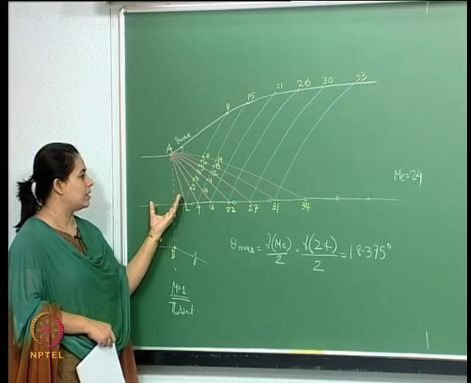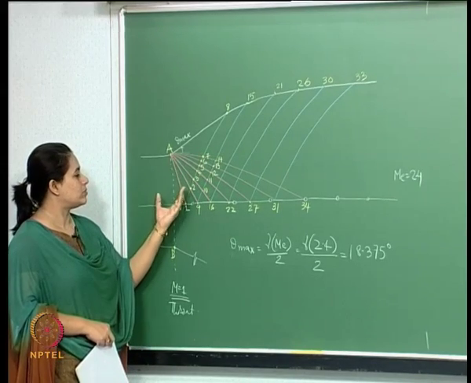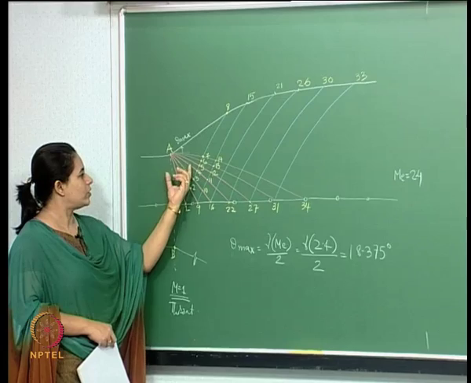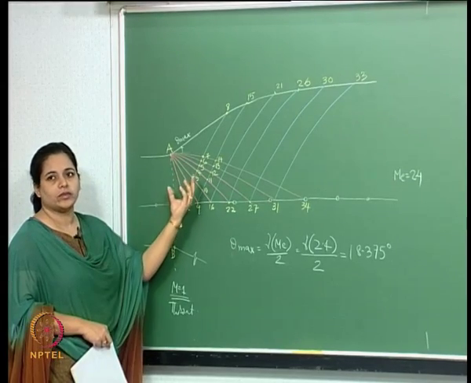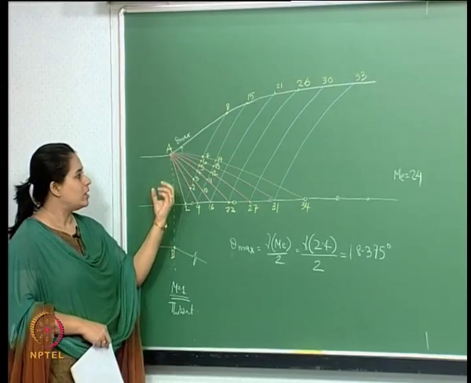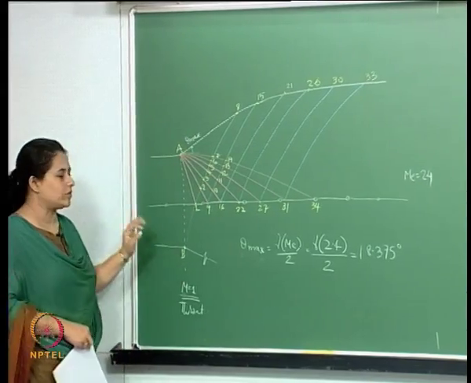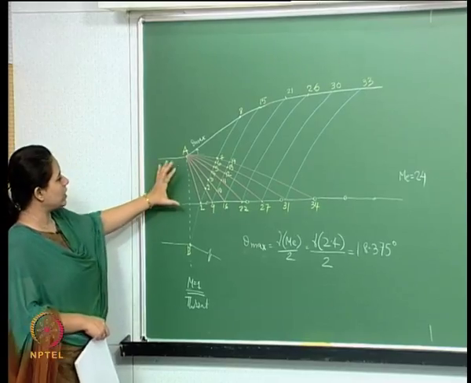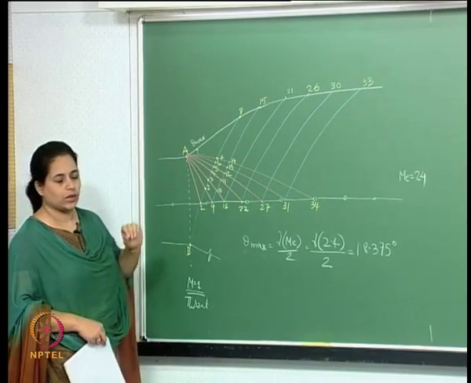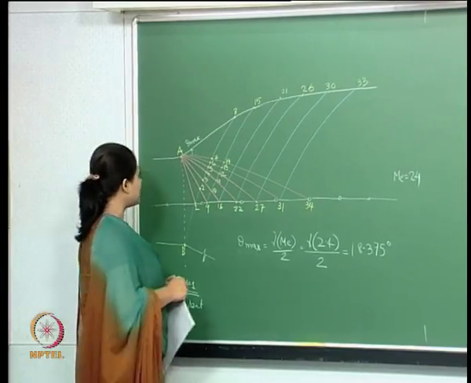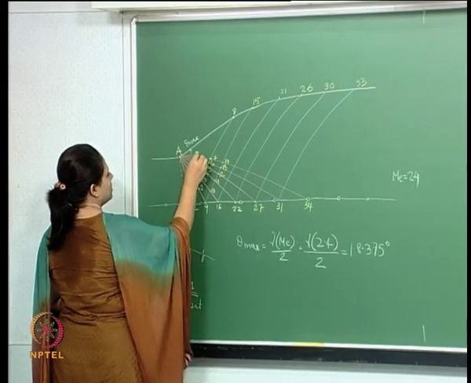I've taken 7 Mach waves out here. You can take 100, you can take 200. It'll give a better estimation. How we orient this is really up to us. So what we said last time was, this is my theta max.